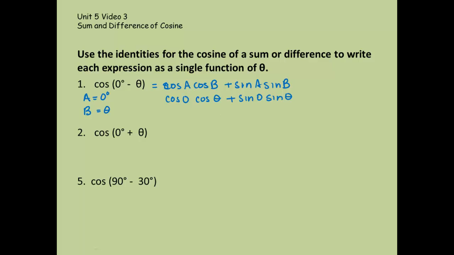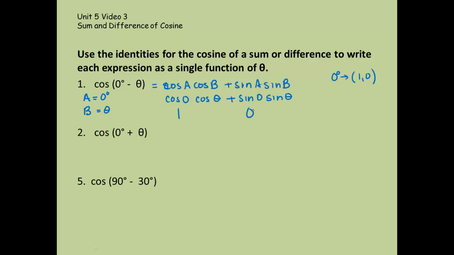That means I need to know what the cosine is of 0 and the sine is of 0. So if I think back to what 0 degrees is, it's located at (1, 0). So my cosine is 1 and my sine is 0. So now I will replace those.